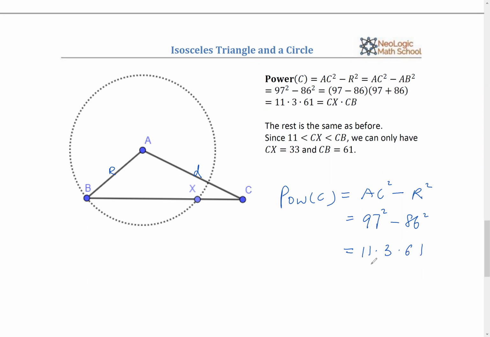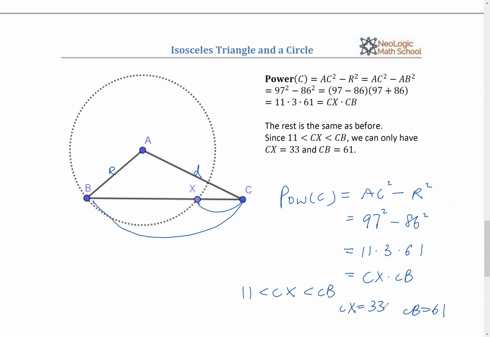The rest is easy, right? This equals CX times CB, right? Power at point C, it's CX times CB, no? And then CX has to be larger than 11 and less than CB. So CX must be 33 and then CB equals 61, the same as last time.